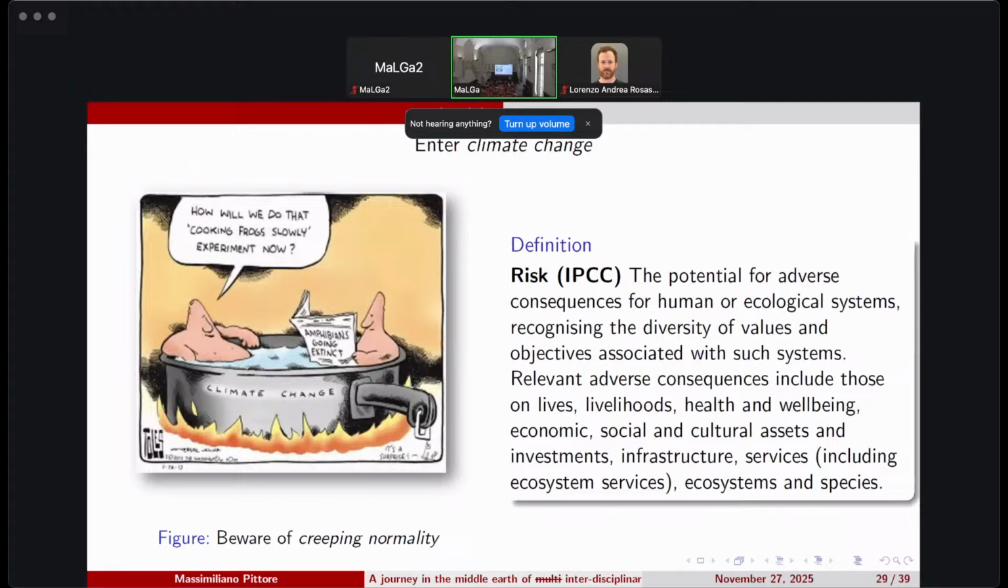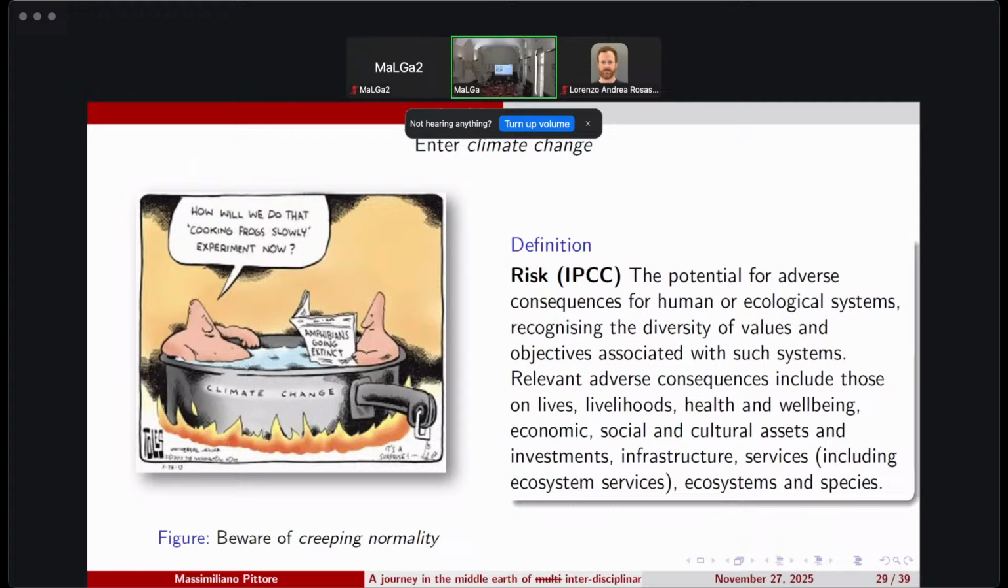And then I left Germany and came back to Italy, to Bolzano, so in the middle of the Middle Earth as well. And I also started working in the context of risk. This is an entirely new story, and I'm not going to tell you all of this part because we don't have time.